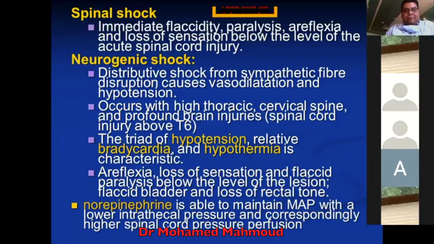Norepinephrine is able to maintain mean arterial blood pressure with lower intrathecal pressure and correspondingly higher spinal cord perfusion pressure. But also, if there is bradycardia, it is preferred to use epinephrine.